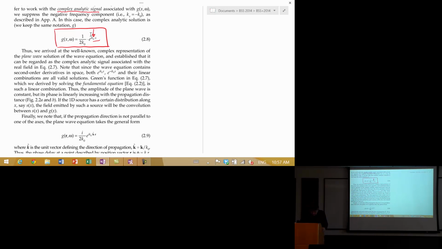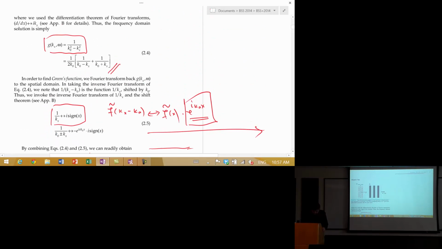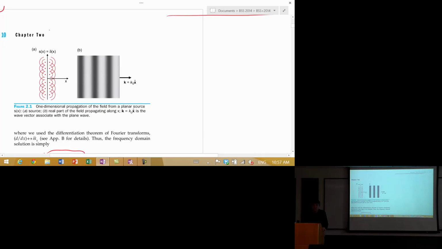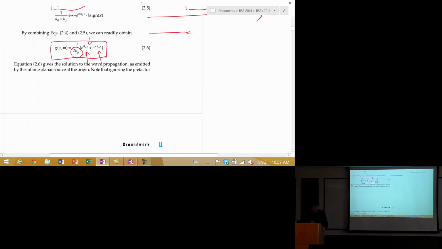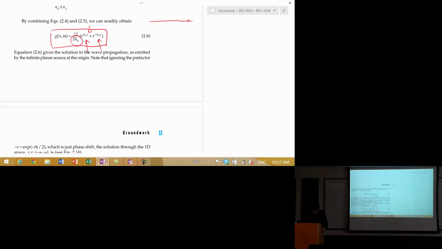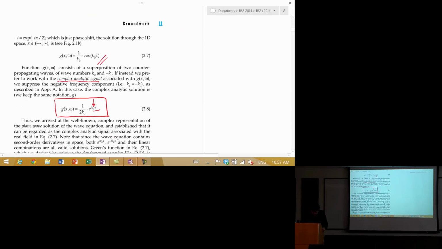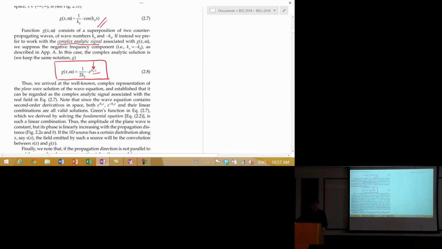Okay, so basically what we did here, we solved a very simple problem of an infinite planar source that emits in x and minus x. And using the Fourier transform properties, we were able to solve this very quickly, and we obtained that along the positive axis you get the planar solution, which means the amplitude is constant, only the phase changes, and only in x. Hence, it's a 1D solution. Any questions so far?